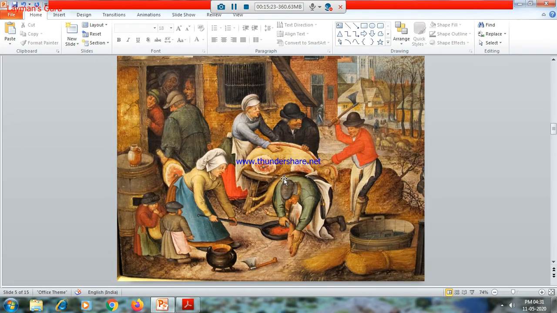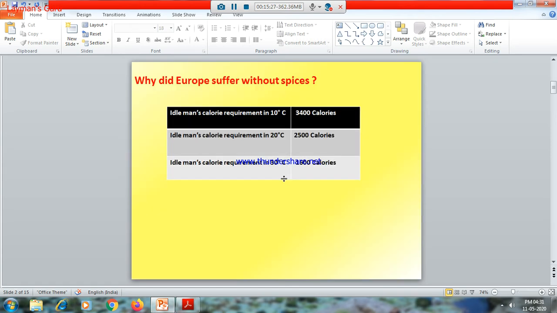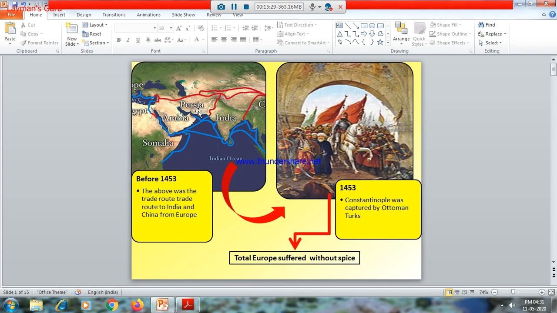For that purpose only, they wanted more and more spice. That spice supply was given by India. In 1453, Constantinople was captured. This is Constantinople, the meeting point of both the sea route and land route. When Constantinople was captured by the Ottoman Turkish Empire in 1453, they blocked these trades.